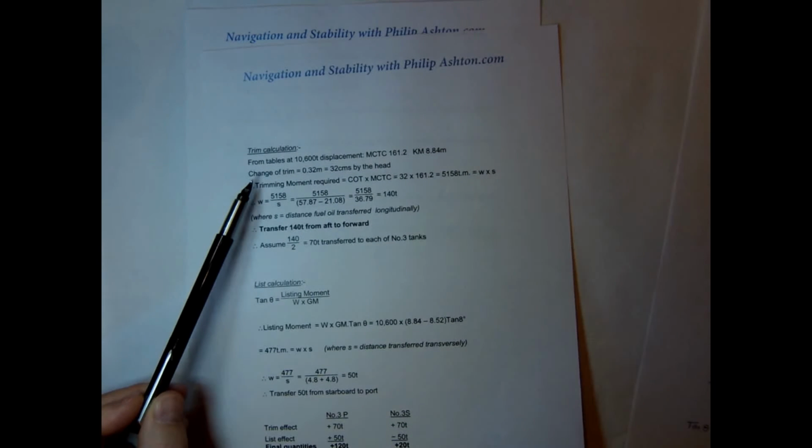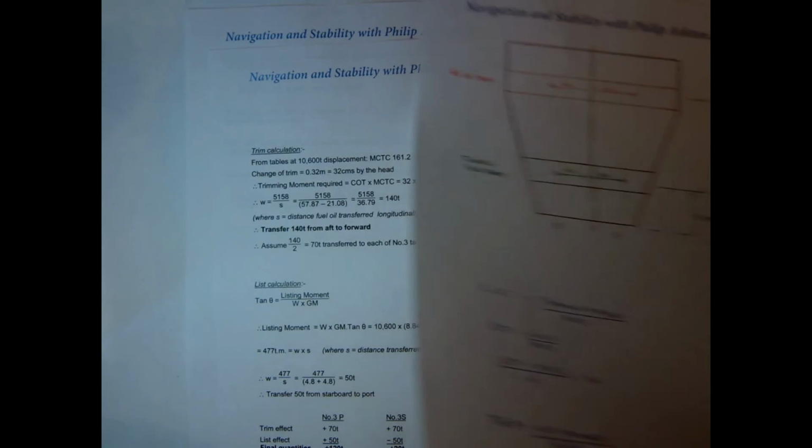So let's look at the first part of the problem. We go in the tables at 10,600 displacement to get our MCTC and KM. So we just need the MCTC at the moment. We know our change of trim is 0.32, so that has to be 32 centimetres. I'll just show you the formulas here. Change of trim on your formula sheet is trimming moment over MCTC. We know the change of trim that we have to do. We've got the MCTC. And we can also write change of trim as weight times distance over MCTC, because of course a moment is a weight times a distance.